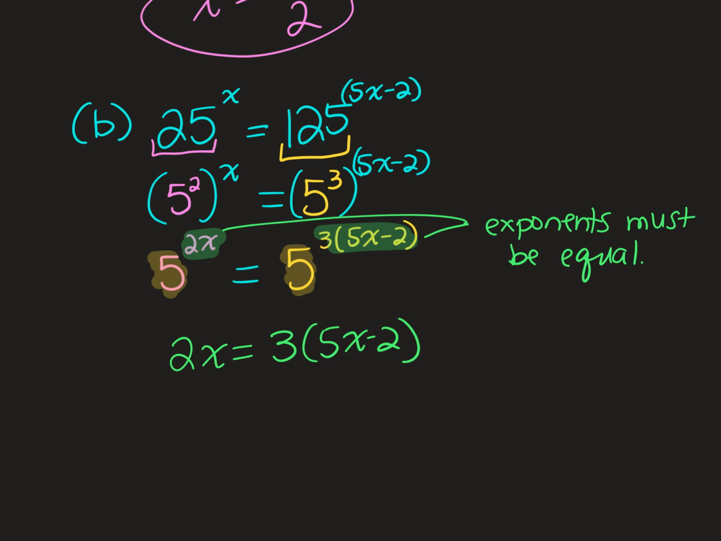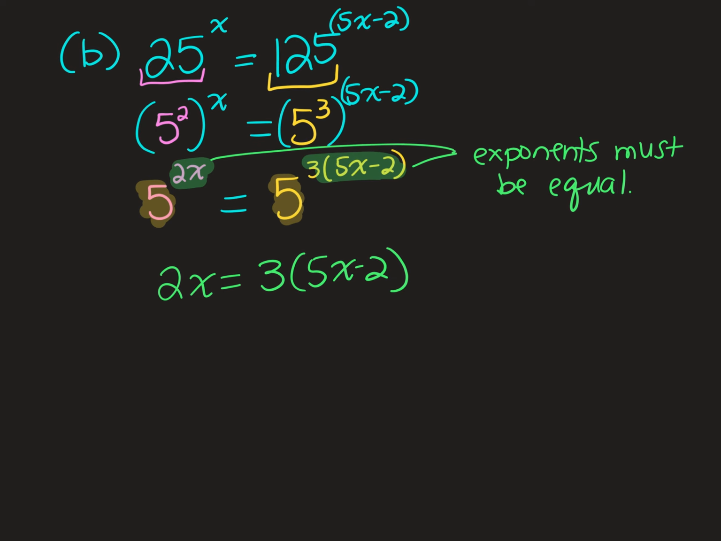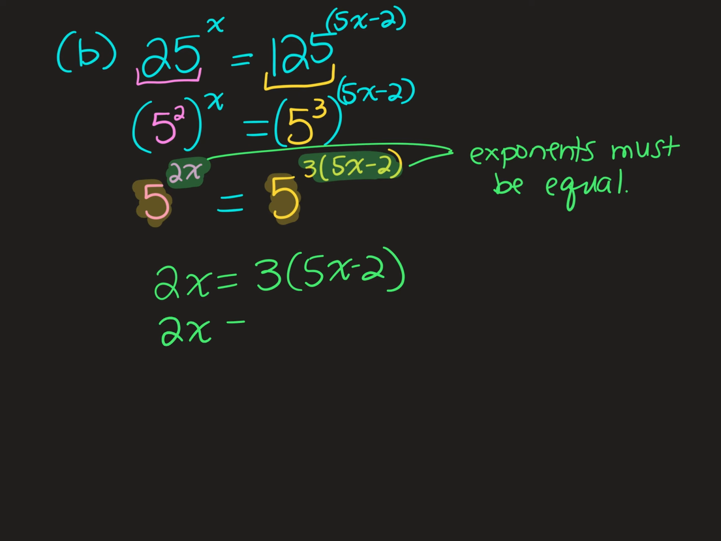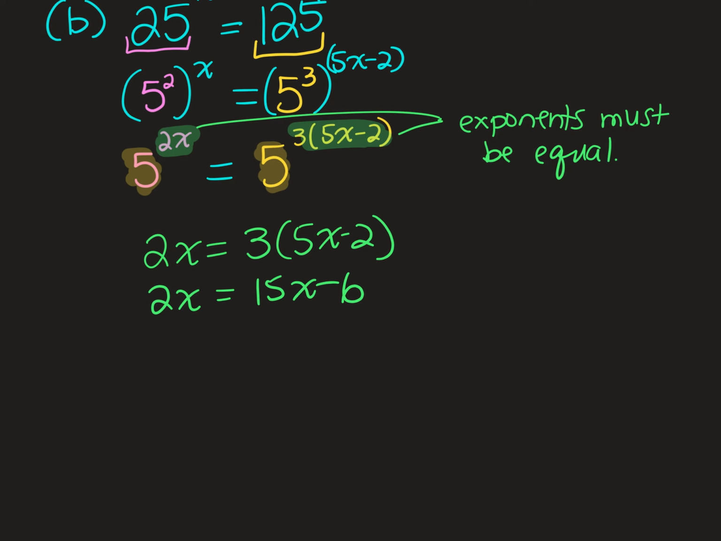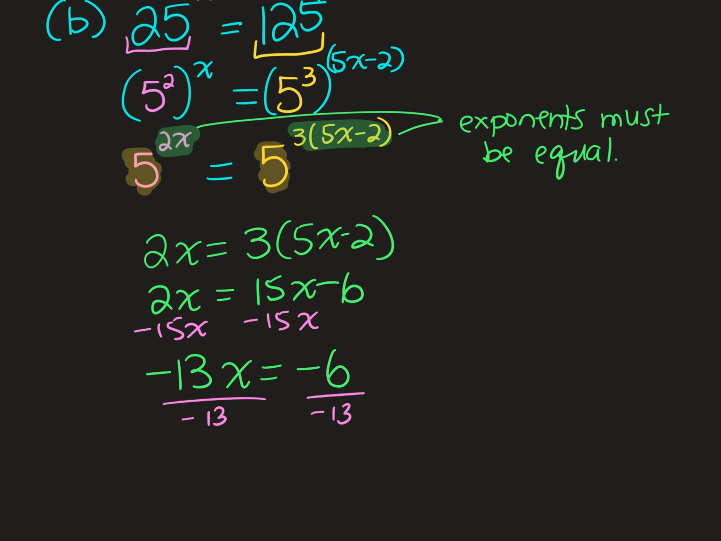And then I've got just a regular old linear equation that I can solve. I'll have to do a little bit of distributing there. So 2x equals 15x minus 6. But I don't think anybody would have too much trouble solving this equation. So we could subtract 2x from both sides. We could subtract 15x from both sides. It doesn't really matter. I'll go ahead and subtract 15x from both sides. And I get negative 13x equals negative 6. And then divide by negative 13. And I'll get x equals 6/13.